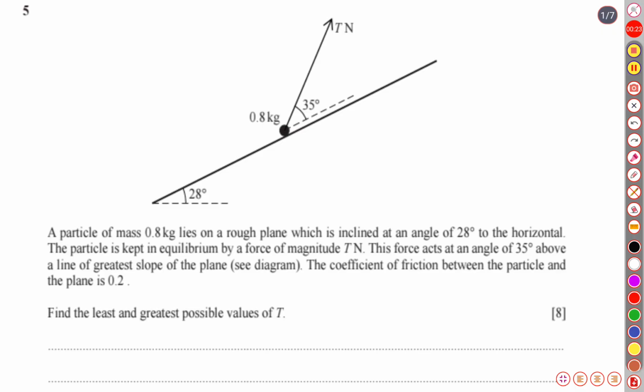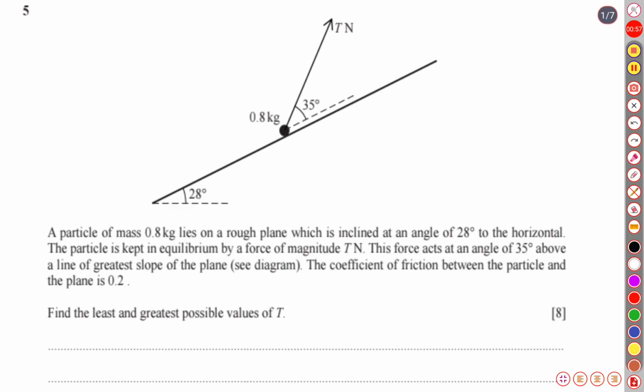A particle of mass 0.8 kg lies on a rough plane which is inclined at an angle of 28 degrees to the horizontal. The particle is kept in equilibrium by a force of magnitude T Newton. This force acts at an angle of 35 degrees above the line of greatest slope of the plane. See the diagram. The coefficient of friction between the particle and the plane is 0.2. Find the least and greatest possible values of T.